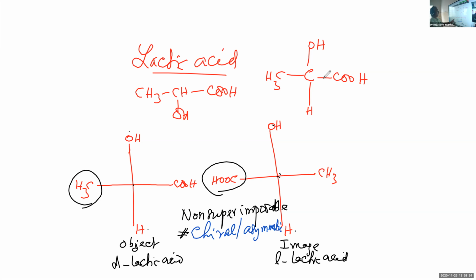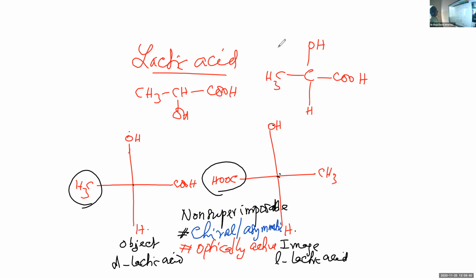If a molecule is not superimposable on its image, then the molecules are called chiral molecules or asymmetric molecules. And the phenomenon is called chirality. So a lactic acid molecule is a chiral molecule. This is optically active, I told you. Optically active substances are always chiral molecules. Only chiral molecules are optically active. So the D form and the L form both are chiral molecules.